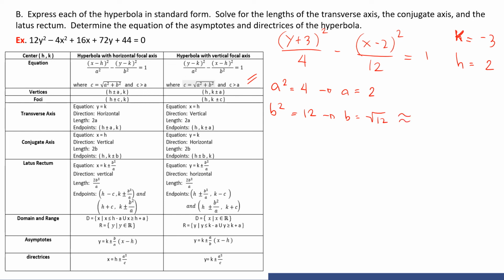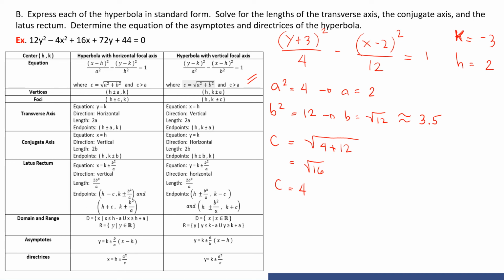So approximately, what is the square root of 12? So it is about 3.5. Okay? With this, kaya nating masolve ang c, which of course is equivalent to the square root of the sum of what? A squared and b squared. So that is 4 plus 12. And that is square root of 16. So, ibig sabihin, the value of c is 4.